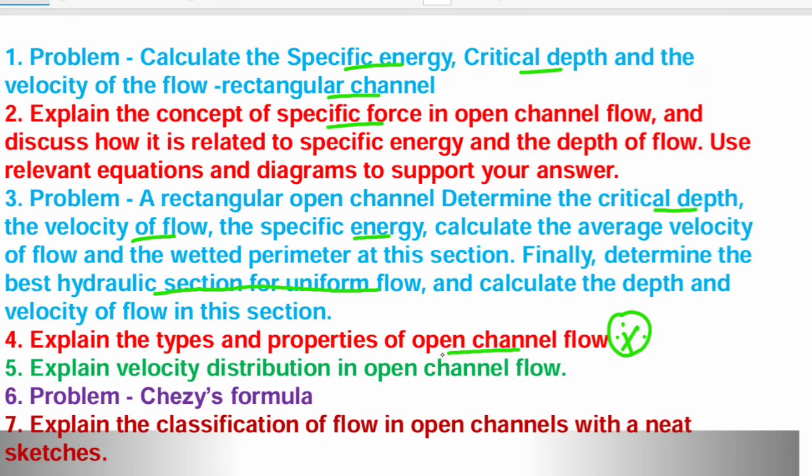Next, a theory question: explain the velocity distribution in open channel flow. Then a problem using the Chezy formula. Then a theory question: explain the classification of open channels with neat sketches. It is 50 percent theory and 50 percent problems in this subject, so you have to study both the theory as well as the problems.